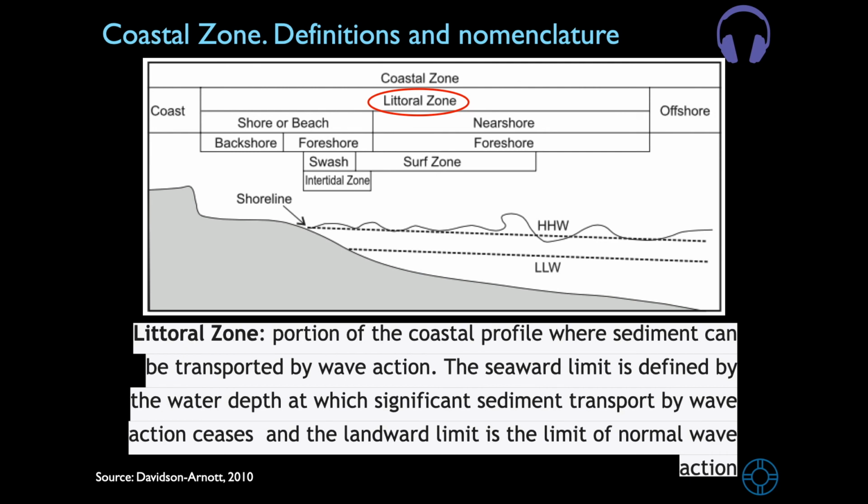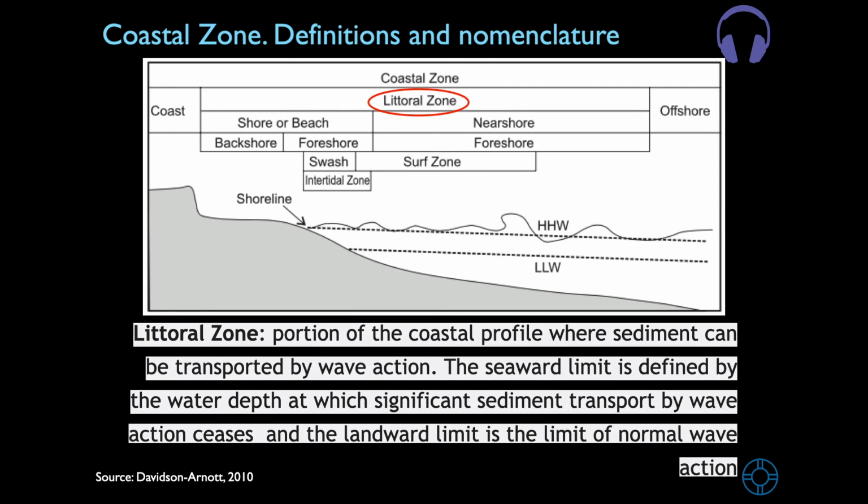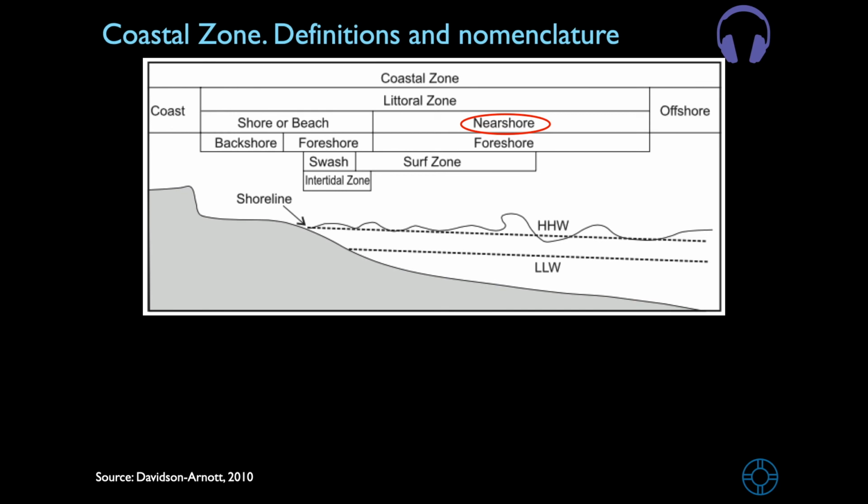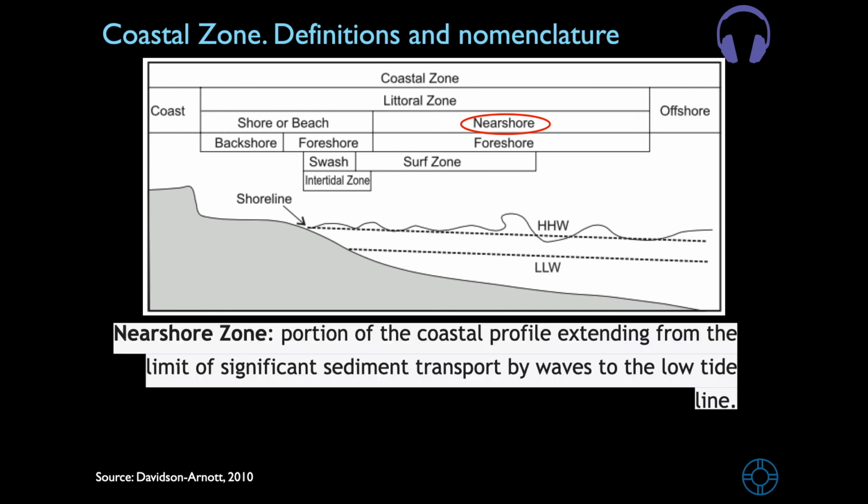The littoral zone is the portion of the coastal profile where sediment can be transported by wave action. The seaward limit is defined by the water depth at which significant sediment transport by wave action ceases, and the landward limit is the limit of normal wave action. The nearshore zone is the portion of the coastal profile extending from the limit of significant sediment transport by waves to the low tide line.